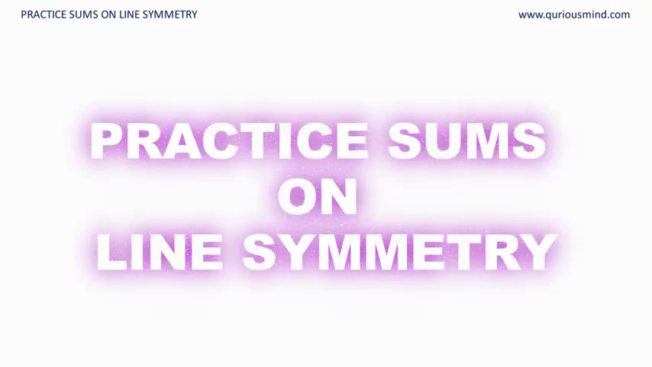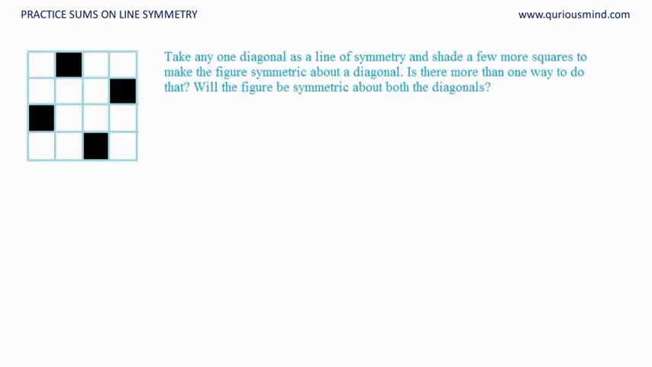Hello everyone. In this video, we will solve a few practice sums based on line symmetry. Here is our first sum. Take any one diagonal as a line of symmetry and shade a few more squares to make the figure symmetric about a diagonal. Is there more than one way to do that? Will the figure be symmetric about both the diagonals?